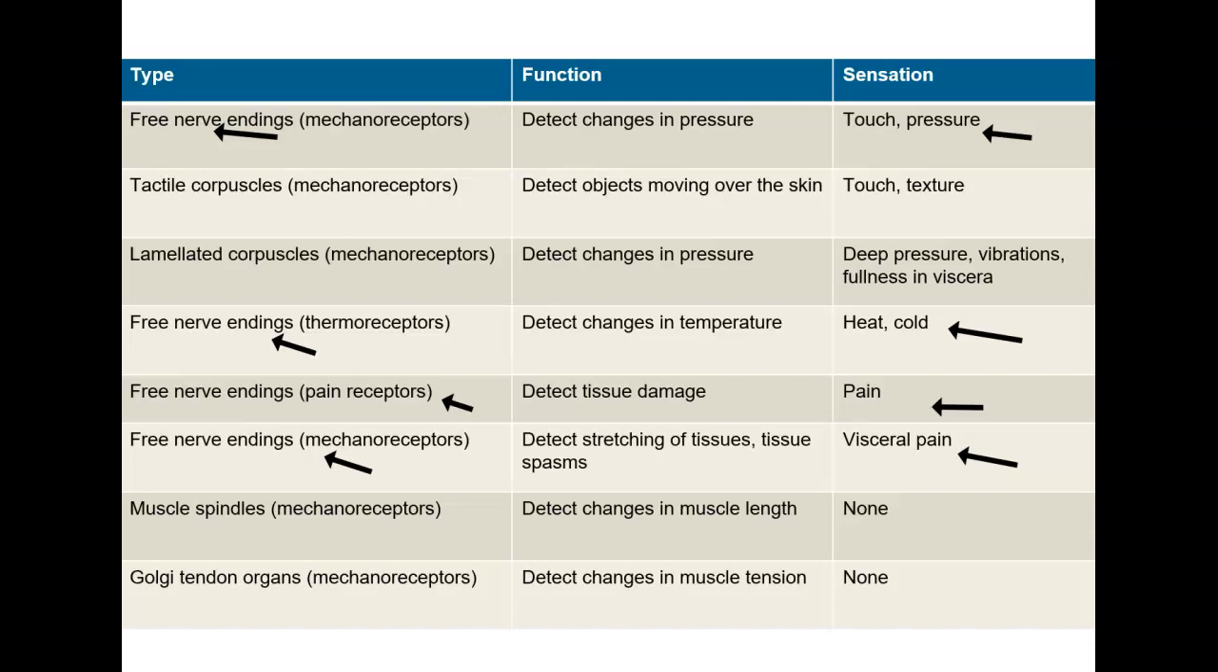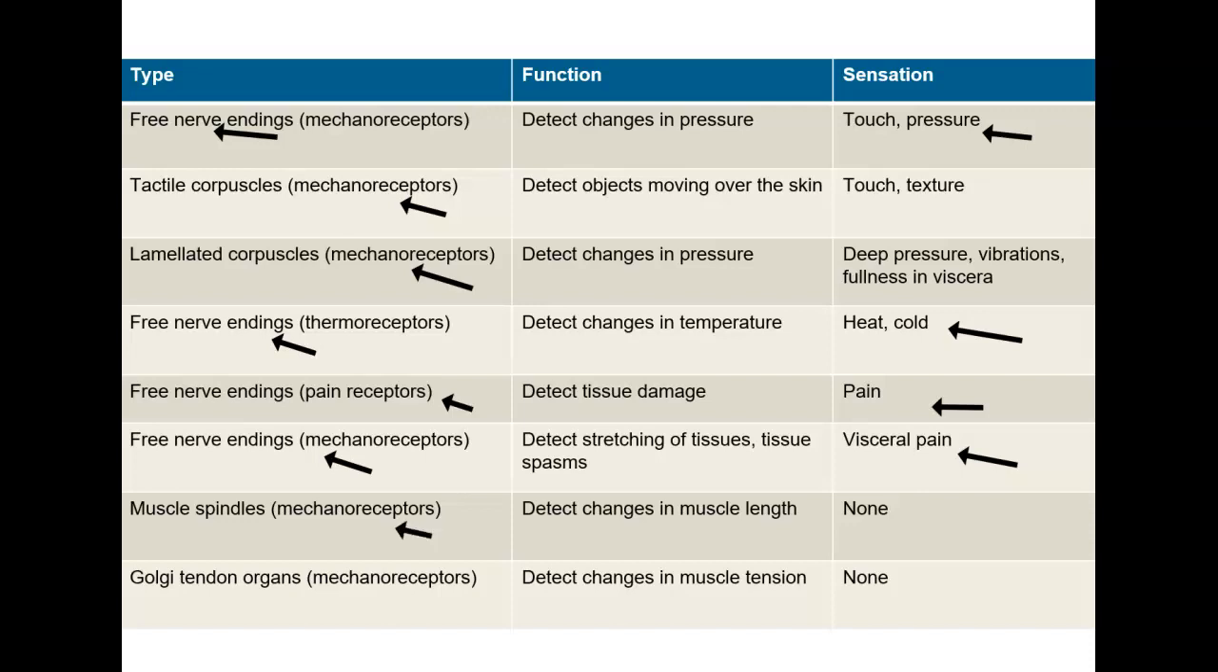In the skin, we have tactile corpuscles, also known as Meissner corpuscles. They do touch and texture. We also have Pacinian corpuscles or lamellated corpuscles, which are going to do deep pressure or vibrations. And these can be in the skin and they can be deeper in different viscera or different body organs.